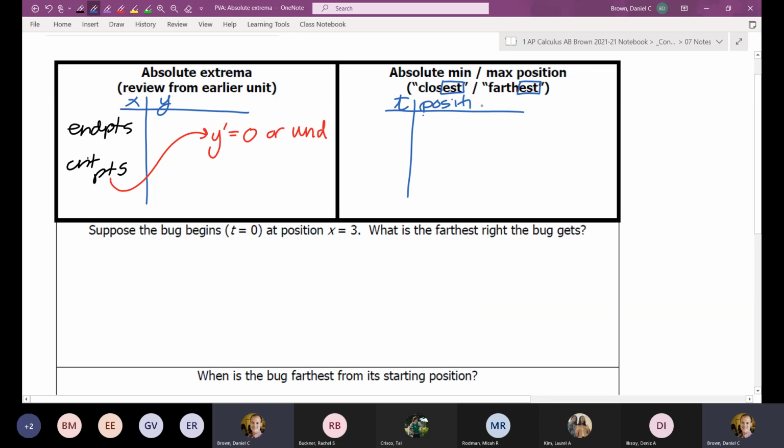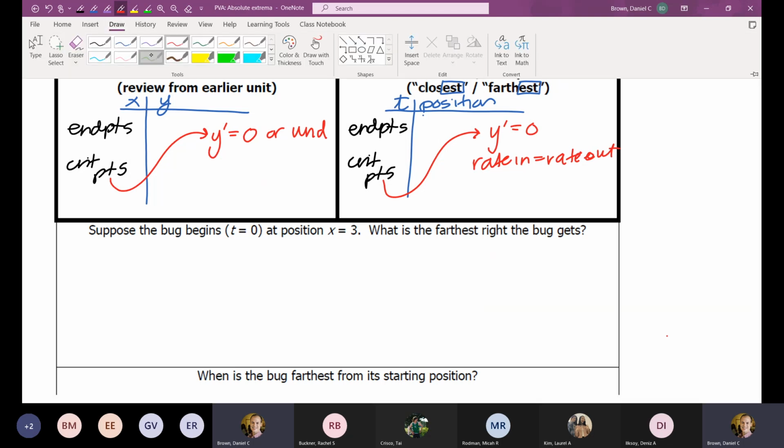So instead of the y, we're going to be looking for the position. What numbers still go on your candidate test? The endpoints will still go on your candidate test. And the critical points still go on your candidate test as well. We know the critical points can be found in different ways. Yes, that is true when the derivative is equal to 0. For those problems yesterday, it ended up being where the rate in was equal to the rate out. I think those are the complicated ones to deal with. For PVA problems, it looks more like that first one.